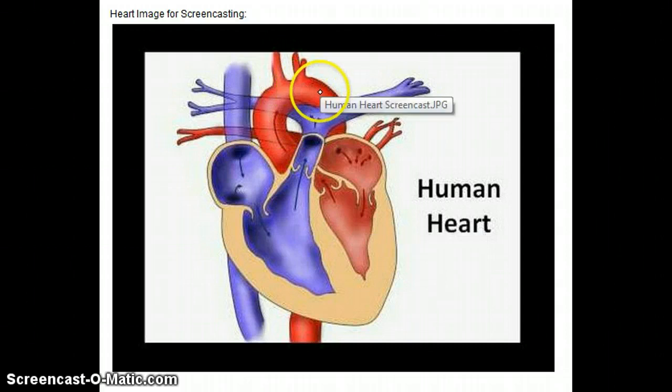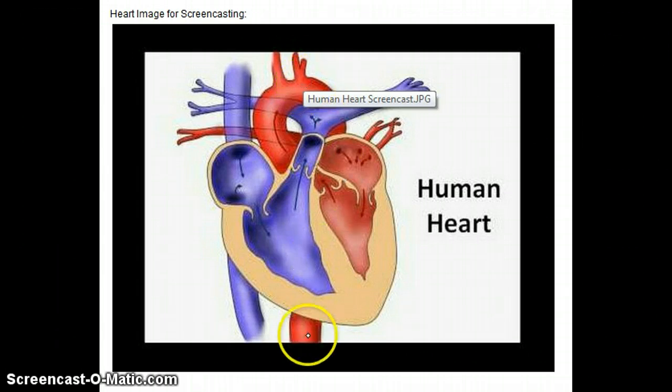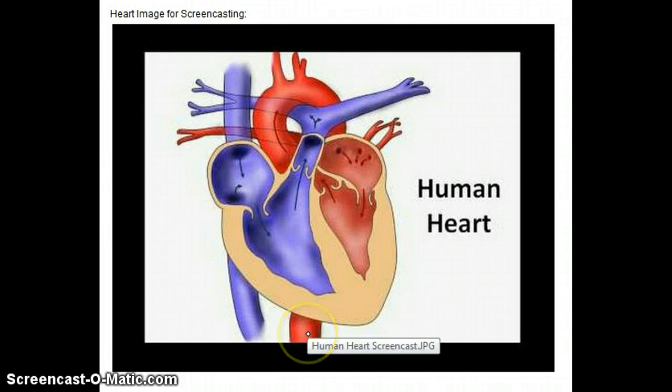aortic arch. Once the oxygenated blood is in the aortic arch, it is then distributed either superiorly into the head, arms, shoulders, upper trunk area, or inferiorly down into the abdominal area and the legs. Again, this would be oxygenated blood. And then the process is repeated.